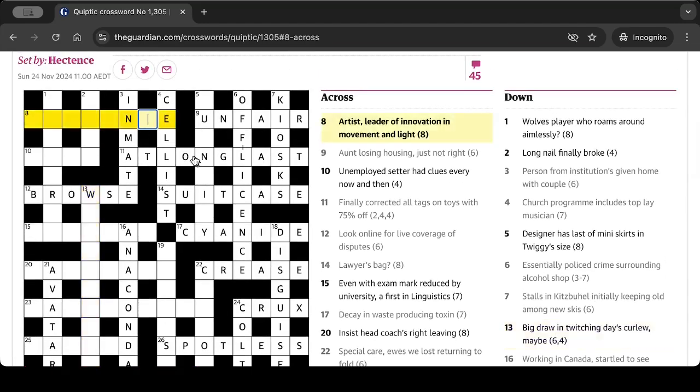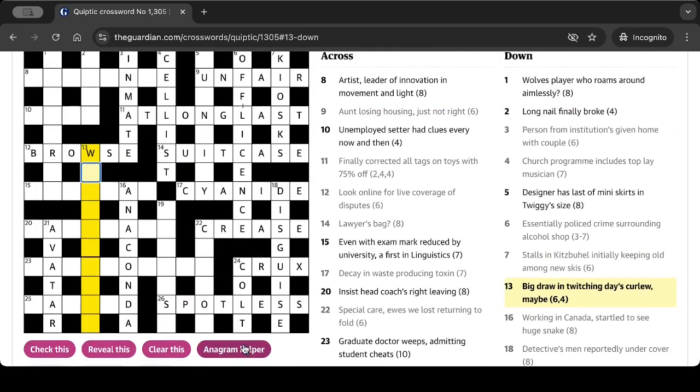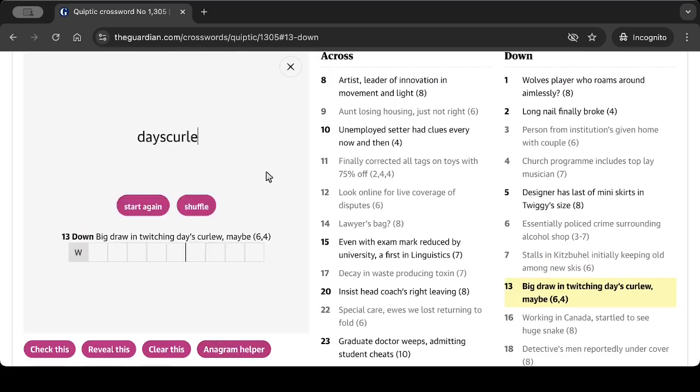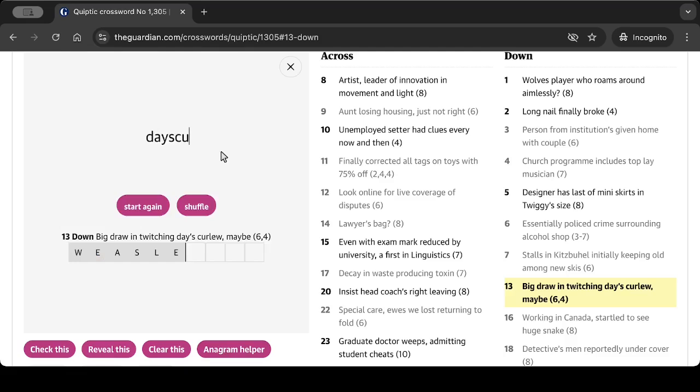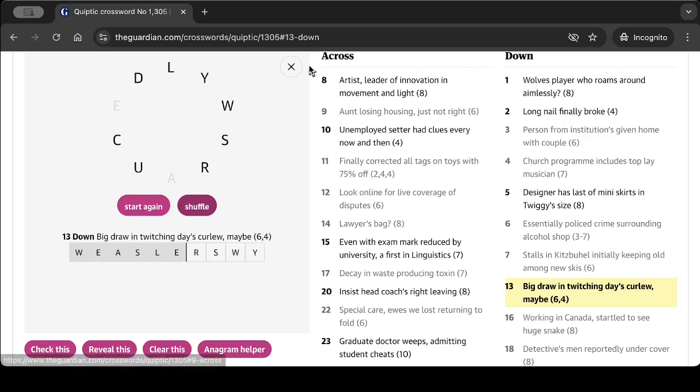What else? One across, artist, leader of innovation in movement and light. I wonder, light could be sunshine. Oh, how would we get the artist from that? We would have the leader of innovation, which would be, oh no, sorry, it doesn't fit. Yeah, there's a letter between the N and the E, so that's definitely not right. We have the R in browse, we have the W here. We'll take a look at the anagram helper and just see if we've got days curlew. I don't even know what this word could be that starts with W. Weasel? Does weasel fit there? Let me just see if that's how you spell weasel. Anagram helper, days curlew. No, doesn't look like that's too promising.